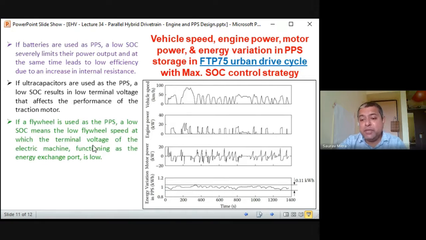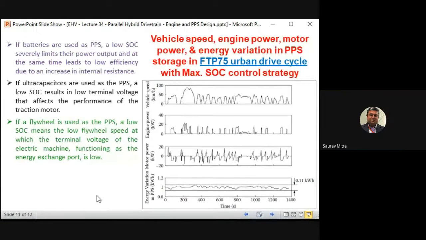So a flywheel also can be used. A flywheel is also called a mechanical battery. So it's a mechanical way of saving the energy. So if a flywheel is used as a PPS, a low SOC means a low flywheel speed, at which the terminal voltage of the electric machine functioning as the energy exchange port is low.